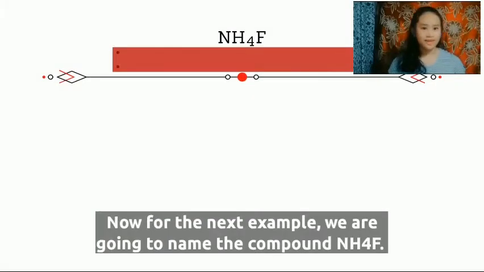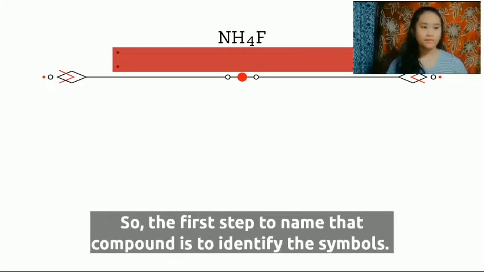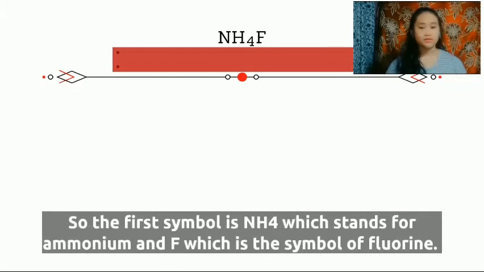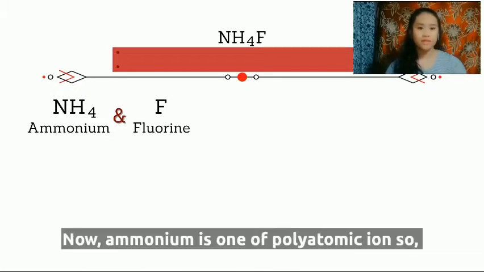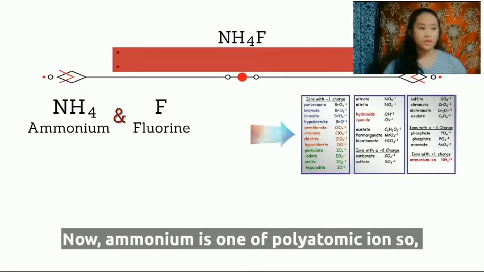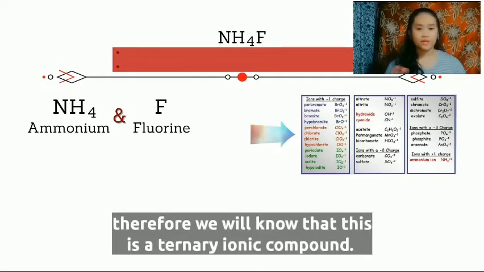Now for the next example, we are going to name the compound NH4F. The first step to name that compound is to identify the symbols. The first symbol is NH4, which stands for ammonium, and F, which is the symbol of fluorine. Now, ammonium is one of the polyatomic ions, so we know that this is a ternary ionic compound.